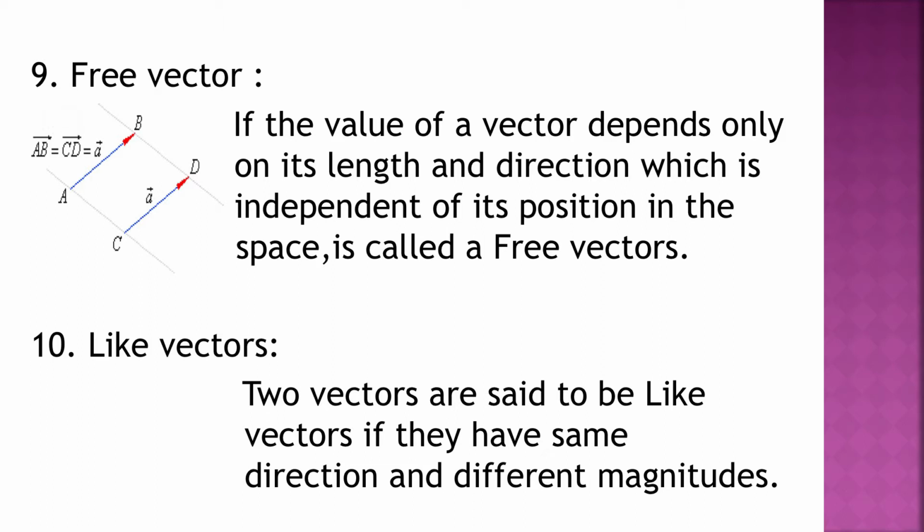Then come to like vectors. Two vectors are said to be like vectors if they have the same direction, irrespective of magnitude. The other type is unlike vectors. Two vectors are said to be unlike vectors if their directions are opposite. This is a like vector.